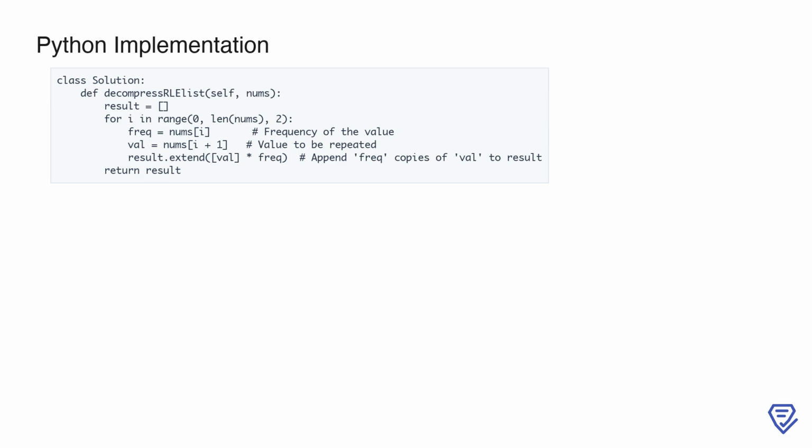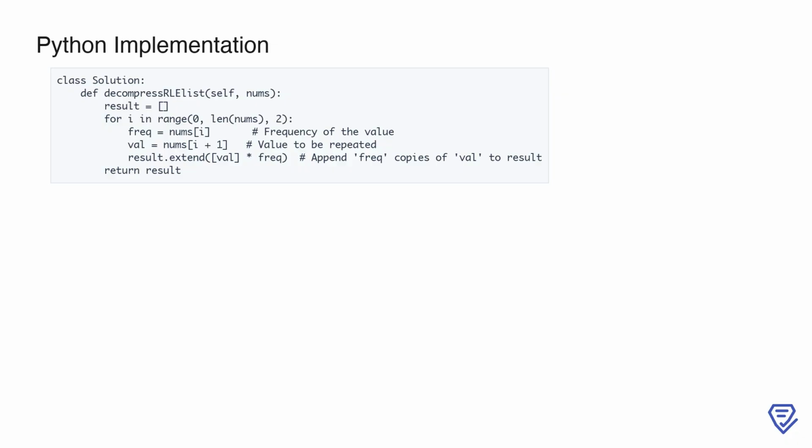Explanation. 1. Class and method definition. We define a class Solution and a method decompressRLList within it. The method takes a single argument nums, which is the input list. 2. Initialize result list. We create an empty list named result. This list will store the decompressed values.